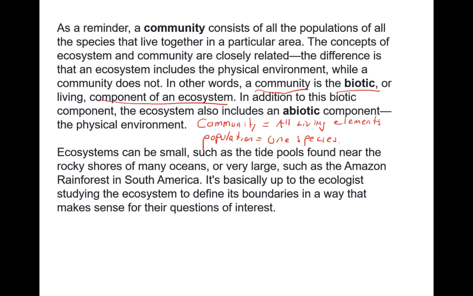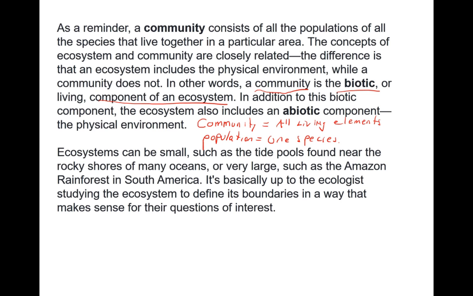So I may ask, what's the population of salmon in the river? What's the population of the German browns in the river? What's the population of the finches in that area? What's the population of the seagulls or the pigeons in that area? That would be the population. A community would be how many fish are in that water, or how many living creatures are in that water or on that land.